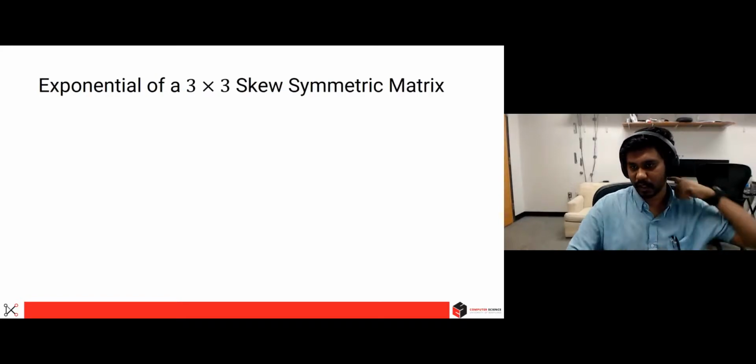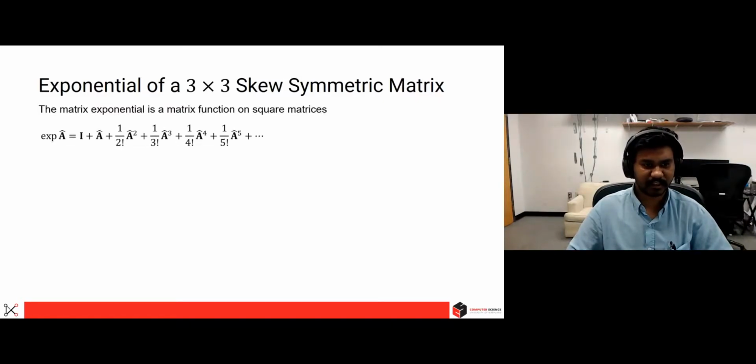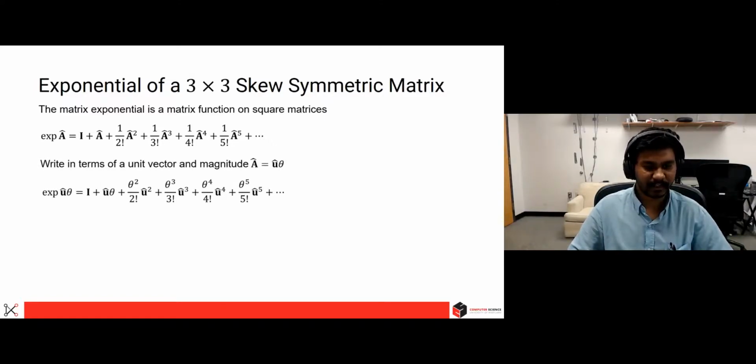So next we need to talk about how we take an exponential of a 3 by 3 skew symmetric matrix. The matrix exponential of a function on square matrices is given as follows. It's analogous to exponentiating a normal number, but in this case it's all matrices, where A squared is A times A, and so on. So we can write A hat in terms of a unit vector and an angle, as shown here.